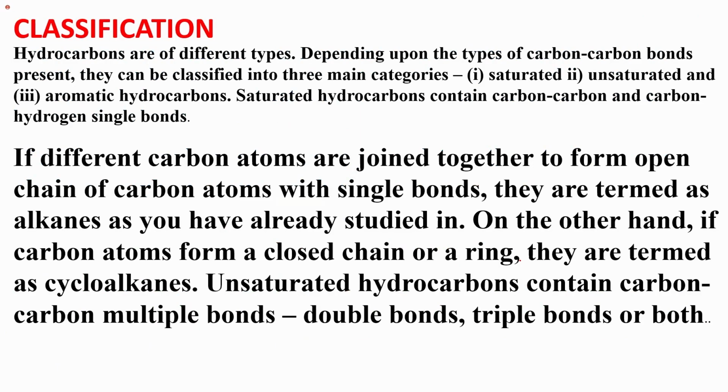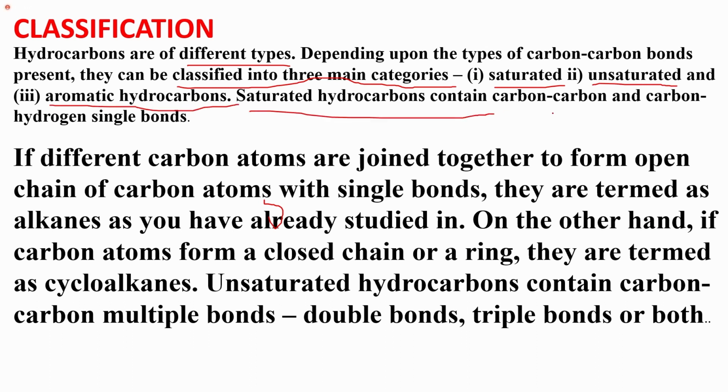Now we'll go to the next topic, the classification of hydrocarbons. Hydrocarbons are of different types. Depending upon the types of carbon-carbon bonds present, they can be classified into three main categories. In the previous slide I was talking about how they are classified into different categories. One is saturated, the second is unsaturated, and the third is aromatic hydrocarbon.